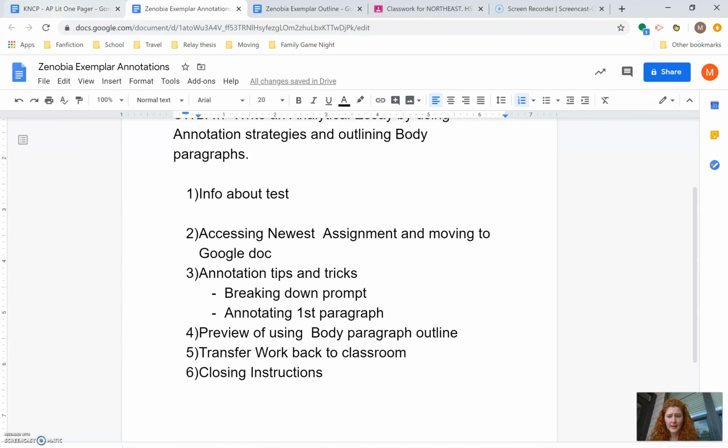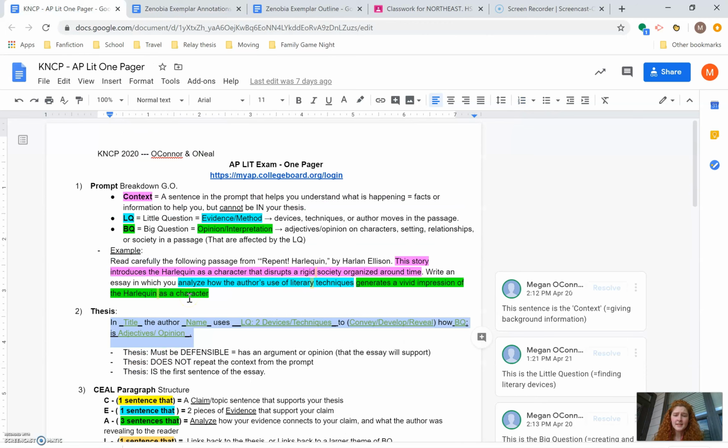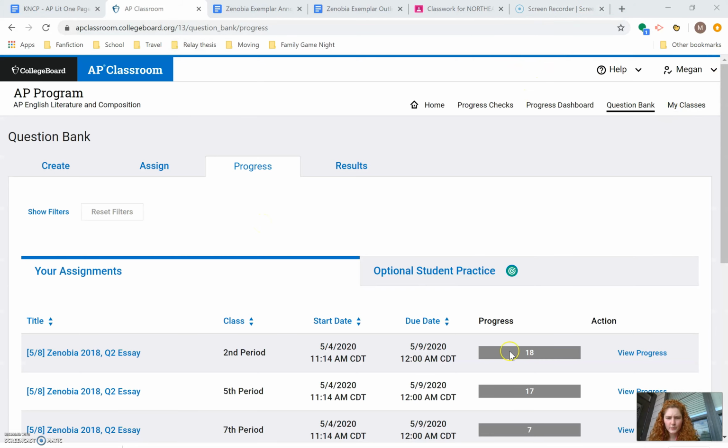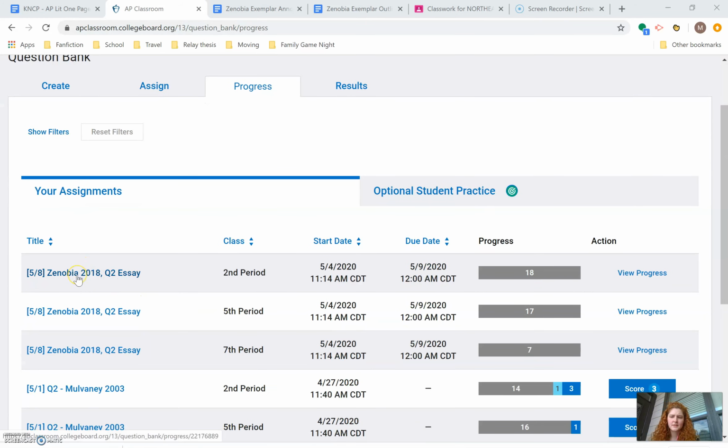So we're going to hop right into accessing the newest assignment and moving it to the Google Doc. This is the AP Lit Exam one-pager, or I call it the cheat sheet in my head. Mr. O'Neill and I made it. This is a super cool thing for you to use. It has the link to your assignments here, so you can open up your College Board. And once your College Board is open, you can see your newest assignments. The assignment that's due at the end of this week is 5-8. It's Zenobia. It is the 2018 Q2 essay prompt.